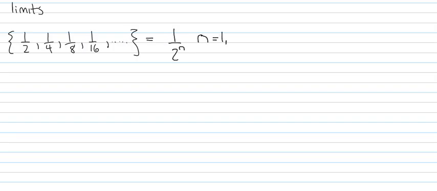a sequence of numbers. So say we've got the sequence of numbers 1/2, 1/4, 1/8, and 1/16, and so on and so forth. So we have these numbers that are being divided by 2 for each value in the sequence. And so if we have this sequence of numbers, we can also define it as the sequence 1 over 2 to the n, for n equals 1, 2, 3, and so on and so forth. So, examining this sequence, we can see that the numbers are getting smaller and smaller and smaller.